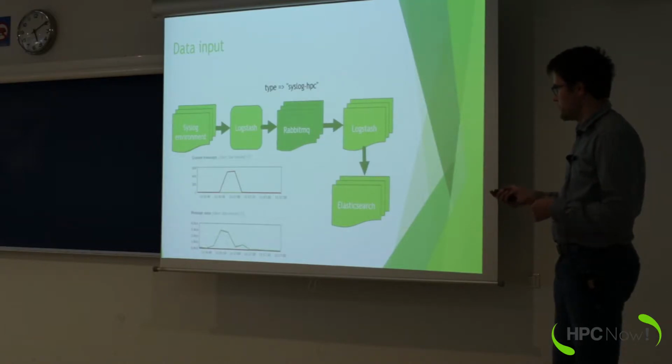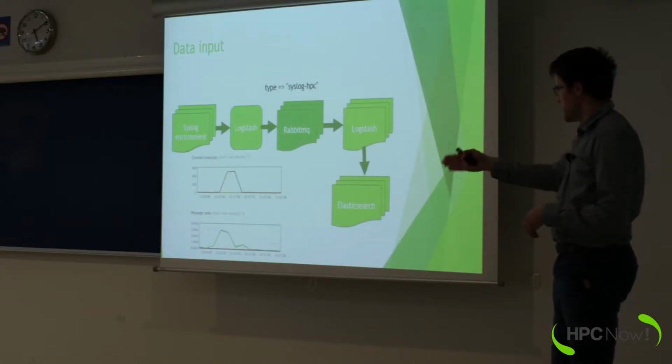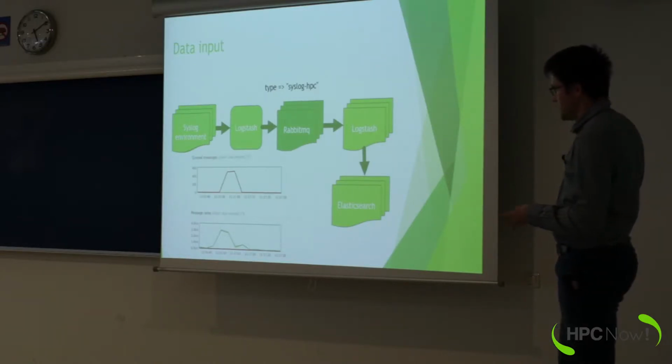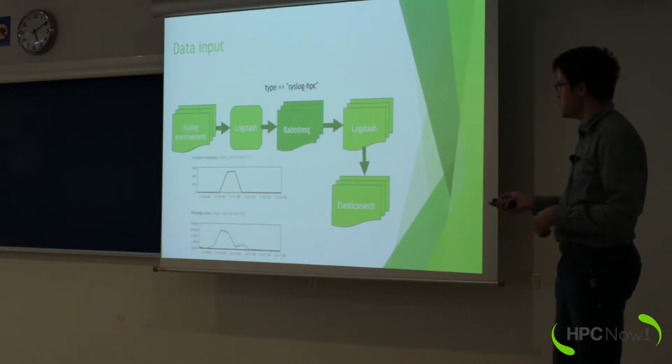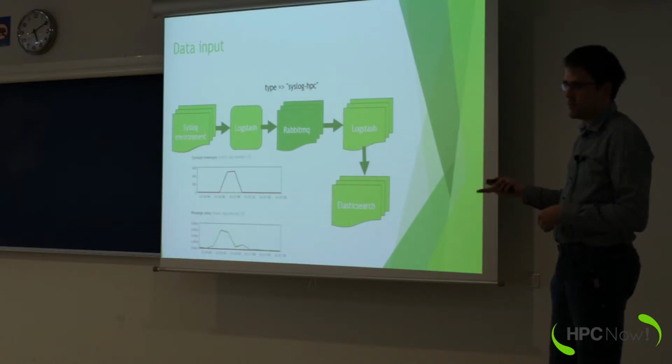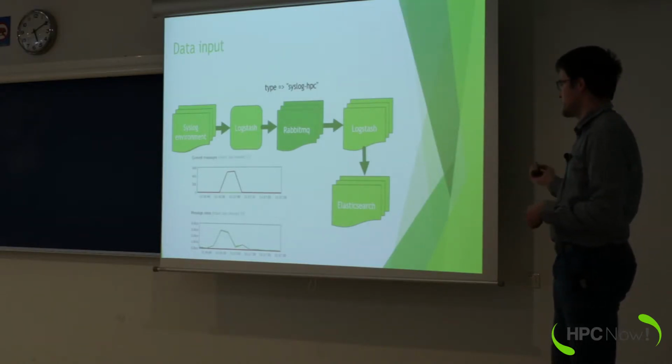And if you look at the RabbitMQ infrastructure, you basically see something like this. Messages coming in, they go in the queue, the backend pulls them off, and they are gone. All messages inside the RabbitMQ still have the type syslog, HPC, and that's required for going on to the next step.